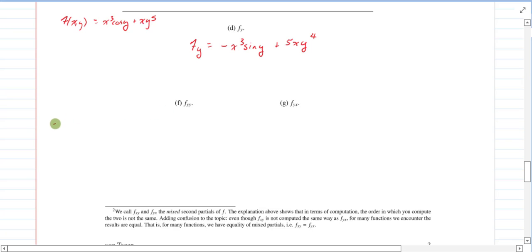So this problem is asking us to compute f sub y y, and again, using this notation, what they really mean is to take the partial with respect to y and then differentiate it with respect to y again. So we'll take our answer from before, minus x cubed sine of y plus 5xy to the fourth, and we're going to differentiate that with respect to y. So that's going to be minus x cubed cosine y, taking the derivative of this, and the derivative of the second term would be plus 20xy cubed.